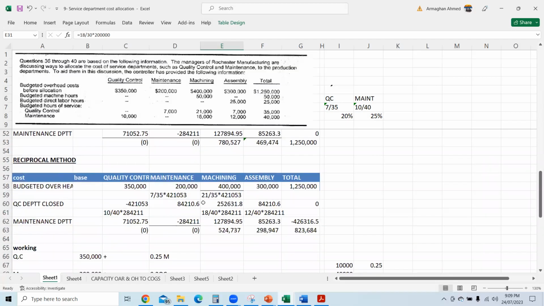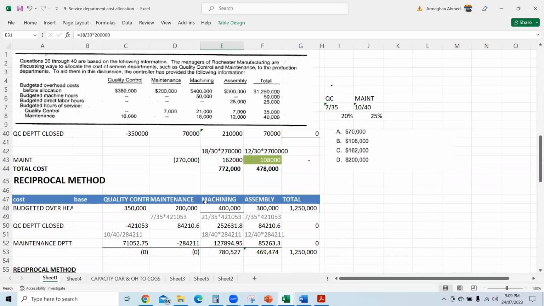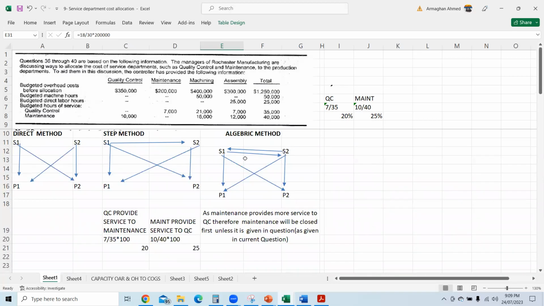Okay. Now we are going to the third method. This is called the reciprocal method of allocation, right? What is the reciprocal method of allocation? Basically, we say that service department 1 will provide service to all departments, and service department 2 will also provide to all departments, right? So here is the problem: once you close S1, how will the cost be coming to it?